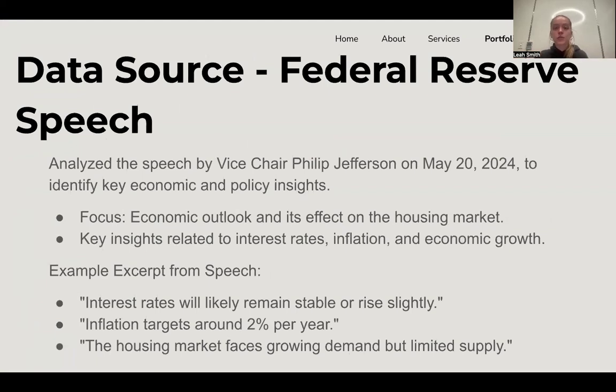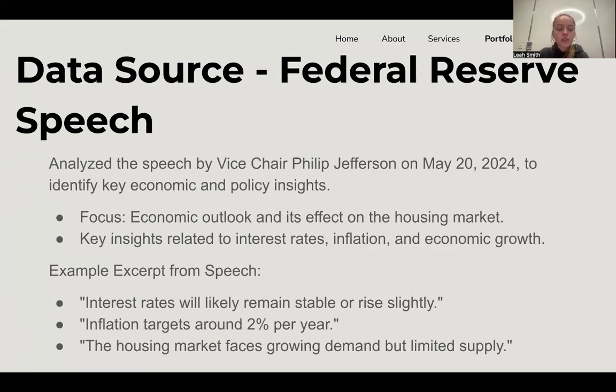So again, my data source was the Federal Reserve speech. This speech was given by Vice Chair Philip Jefferson on May 20th, 2024, which I feel is quite important as this is a recent and reliable source to identify key economic and policy insights. His focus was economic outlook and its effect on the housing market, and this related to interest rates, inflation, and economic growth.